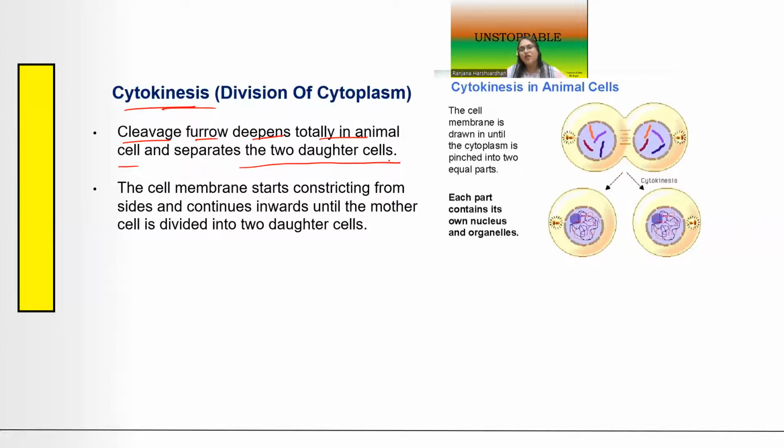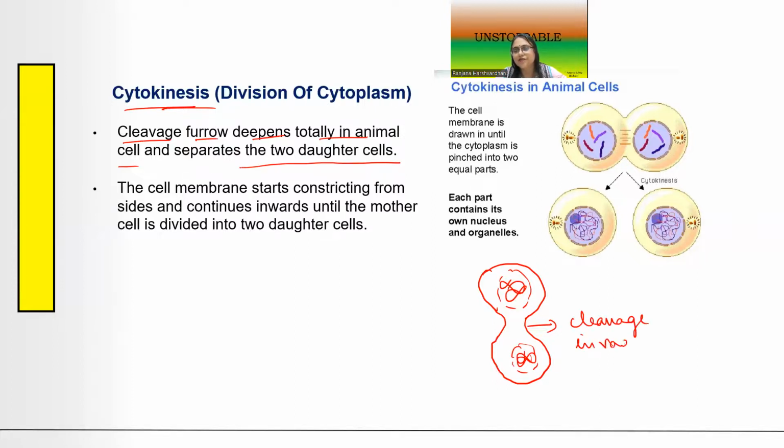So next, cytokinesis, जो कि है a cleavage furrow, deepens totally in the animal cell and it separates the two daughter cells. तो वो जो डिप्रेशन है, वो अगर मैं ऐसे डिप्रेशन को ज्यादा दिखाऊं तो डिप्रेशन बढ़ता जाएगा. This is the genetic material. ठीक है, this depression or the cleavage or invagination of the plasma membrane will allow for the cell to eventually divide into two by allowing for the division of cytoplasm.